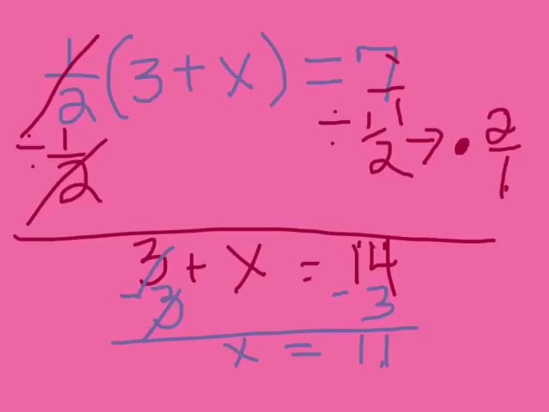Substitute it back in. Let's make sure this all works out. So I need to substitute 11 back into my original equation. So I have 1/2 times 3 plus 11 needs to equal 7. Well, 3 plus 11 is 14, and 1/2 times 14 is 7. It all works out. One last example here.